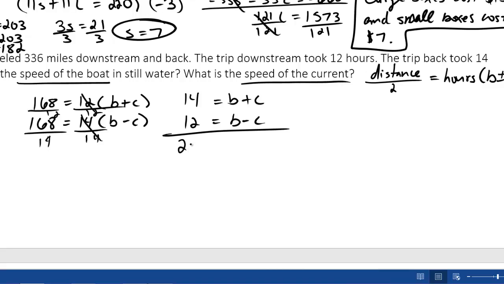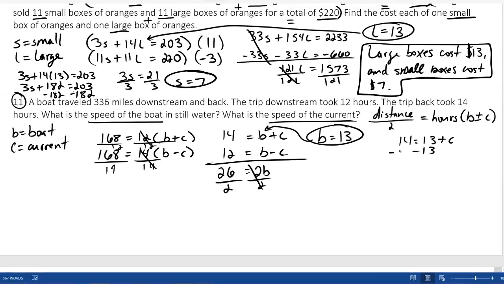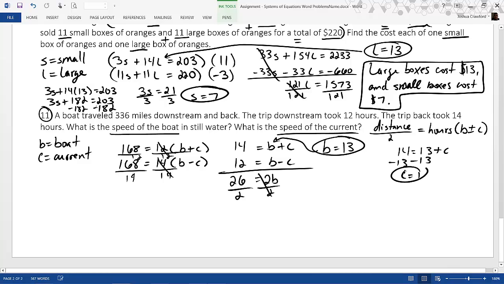14 plus 12 is 26, and then B plus B is 2B, and the C's cancel. So now, divide by 2, and we'll get our boat speed being 13. Now to find C, plug B into here and solve for C. So we'll get 14 equals 13 plus C, minus 13 from both sides, and you'll get C equals 1. So the current speed is 1 and the boat speed is 13.